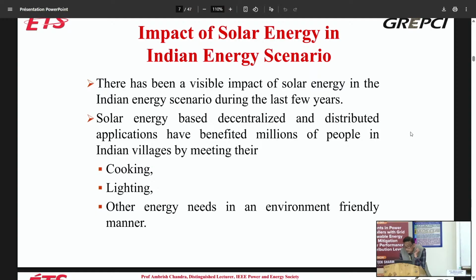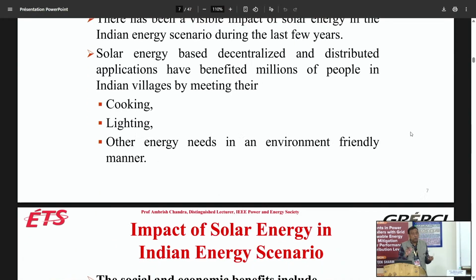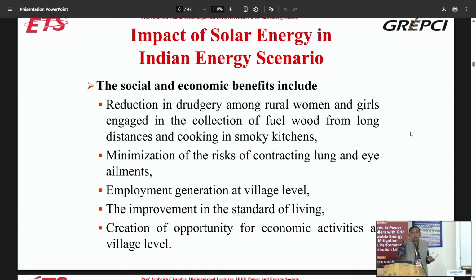There has been a visible impact of solar energy. You already know these things. Solar energy-based decentralized and distributed applications have benefited millions of people for cooking, lighting, and other energy needs. Social and economic benefits include reduction in drudgery among rural women and girls engaged in collecting fuel wood. I remember when I was small, poor girls used to come to our farms and collect wood from there and sell it. This is how they used to save money. But now that is not necessary. Other benefits include minimization of the risk of lung and eye ailments, employment generation, and improvement in living standards. You already know all these things.